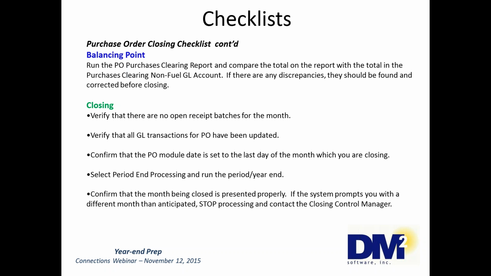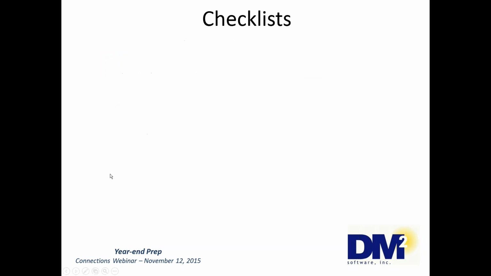Do you recall when we were looking at those samples of period in versus year in? It tells you what month you're closing. So if you think you're closing period 10 and it comes up and says period 11, then you need to stop processing everything and contact the closing control manager. That's another good reason for having a closing control manager.